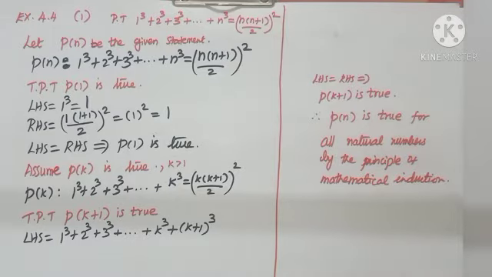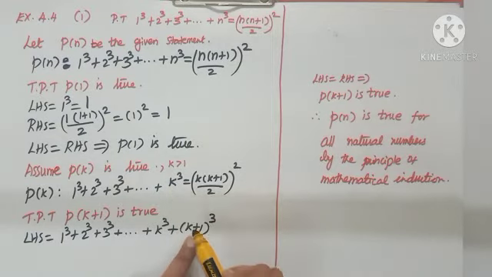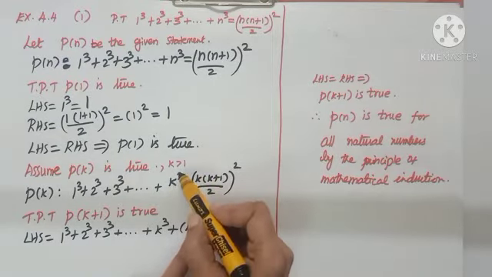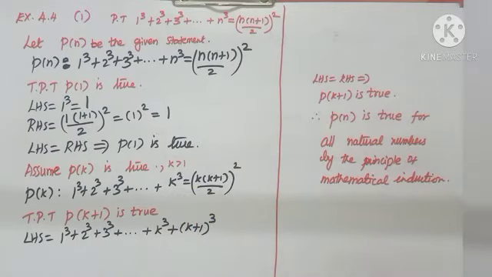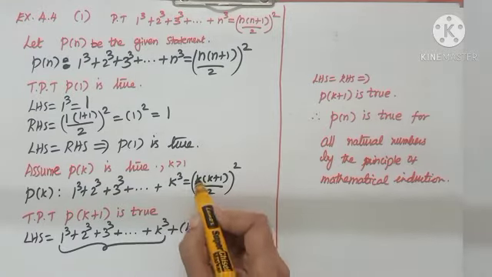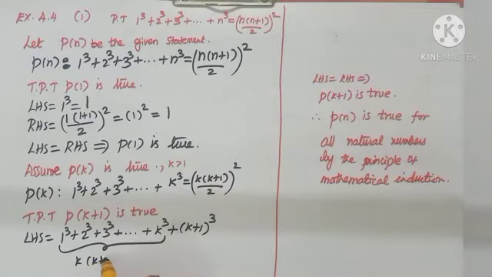How to write P of K plus 1? The LHS, copy the question as it is, include one more term, that is, in the place of K, put K plus 1. K cube tells me K plus 1 the whole cube. Now use this answer for 1 cube to K cube. What is my answer? K plus 1 by 2 the whole square. Plus, what is the extra term? K plus 1 the whole cube.